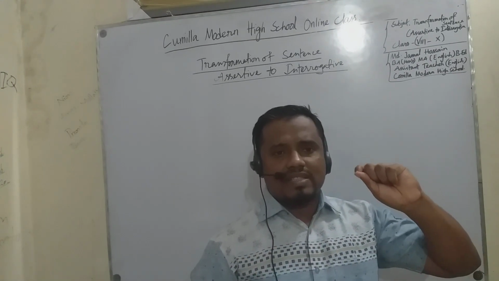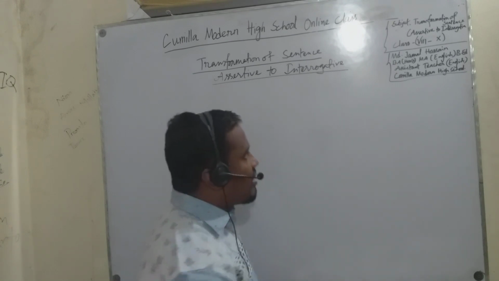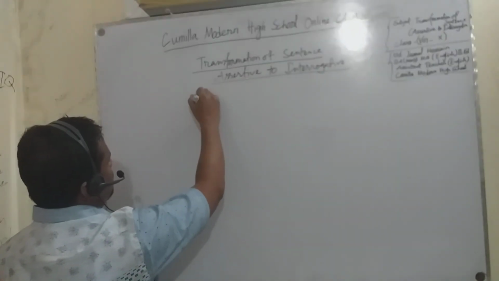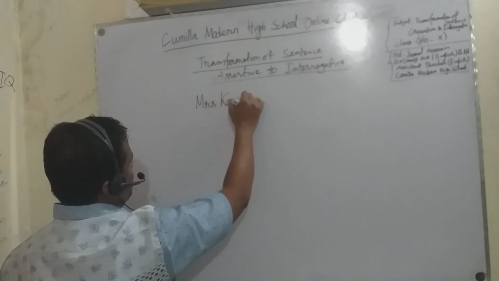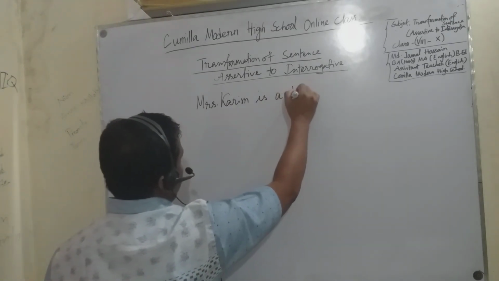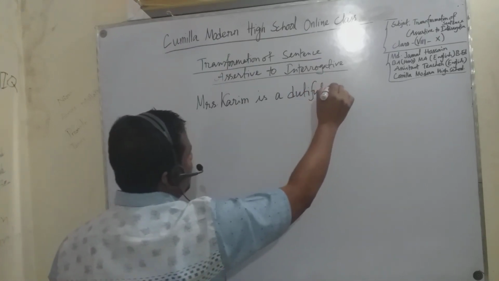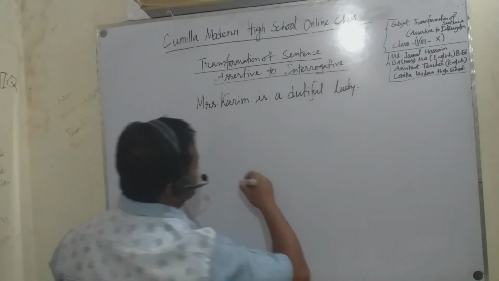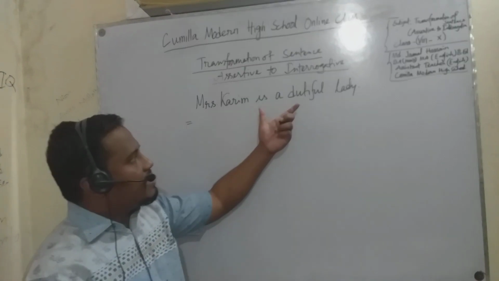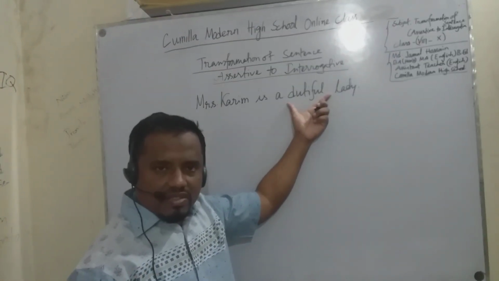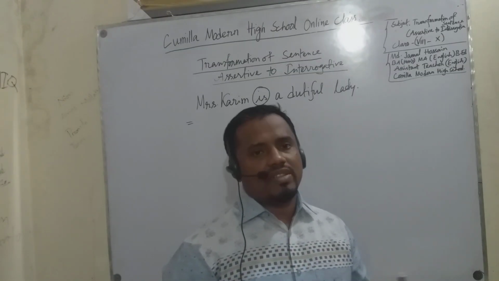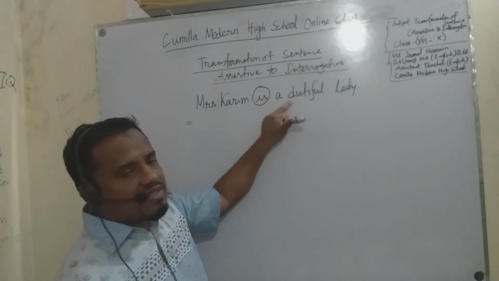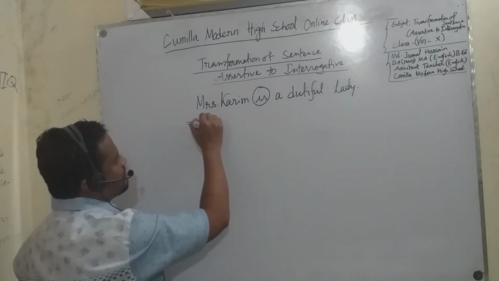If the assertive sentence has an auxiliary verb, if I say, Mrs. Karim is a dutiful lady. Look at the sentence. This sentence is an affirmative sentence and there is an auxiliary verb. So if there is an auxiliary verb like am, is, are, was, were, shall, will, have, has, had, and if the sentence is affirmative, we have to transform the sentence in this way.